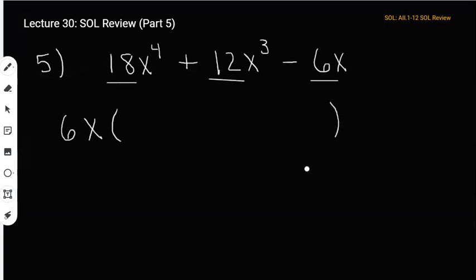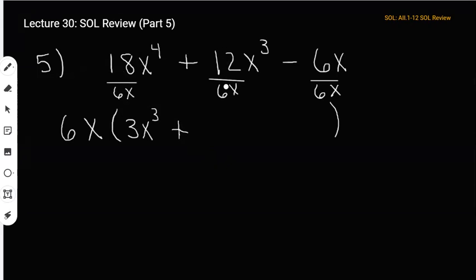Now I just need to see what I'm left with. We're going to divide everything by 6x because that's the GCF that we just took out. 18 divided by 6, that's going to give me a 3. X to the 4th power divided by x, that's going to give me the 3rd power. We're just subtracting the exponents.